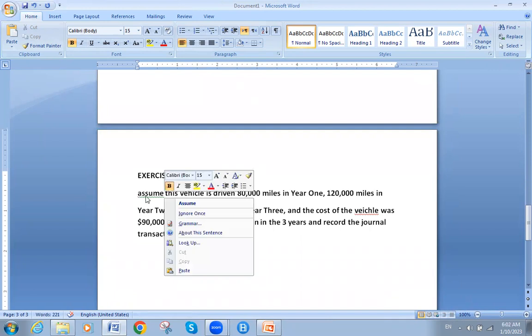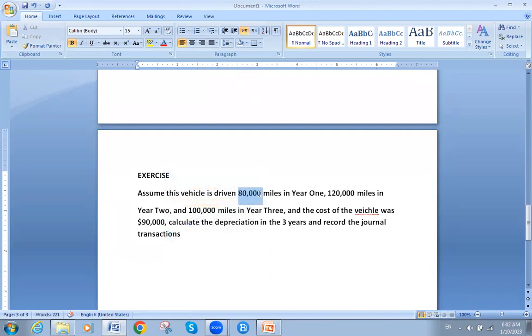Okay, assume this vehicle was bought for 100,000, driving 100,000 miles in the first year, 130,000 in the second year, and 70,000 in the third year. And the cost of the vehicle was $80,000. Then I want you to calculate the depreciation in the 3 years and record the transaction. That will be fine this way.